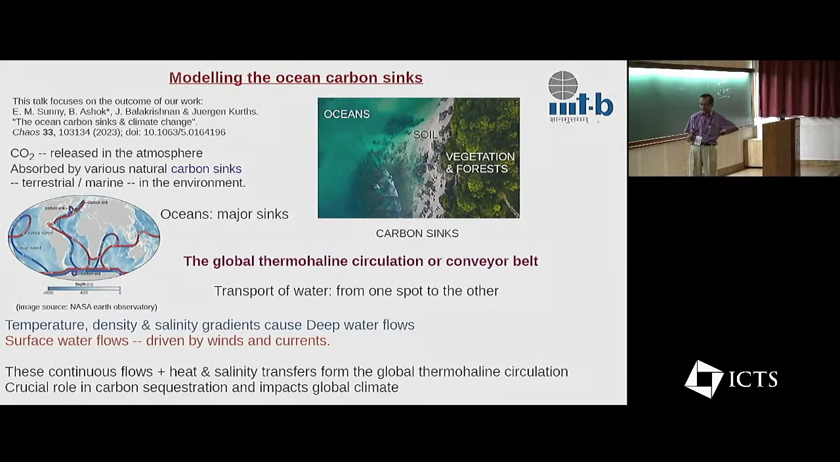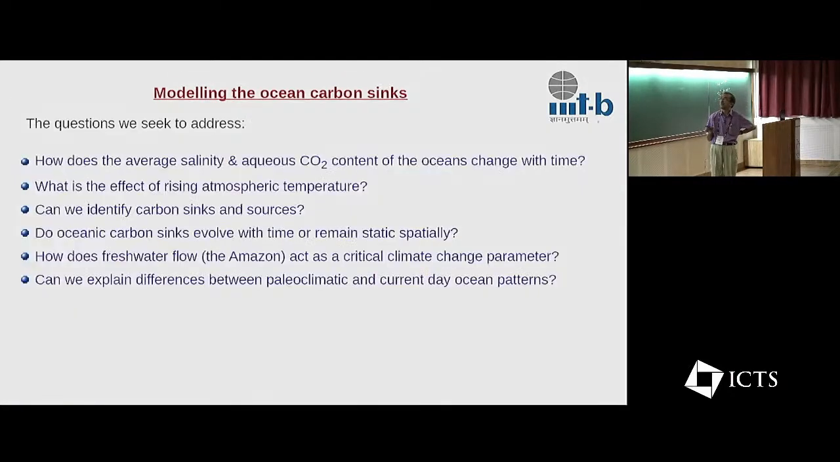And to understand how these things work, we first need to understand that transport of water across the ocean takes place by means of what's known as the global conveyor belt or the thermohaline circulation, which transports heat and salt either through deep water flows, in which case it's through temperature, density, and salinity gradients, or through surface currents, which is essentially driven by winds, and of course, warm water currents. So these play a crucial role in carbon sequestration, and we need to know how we can model this if we need to do anything with it, right?